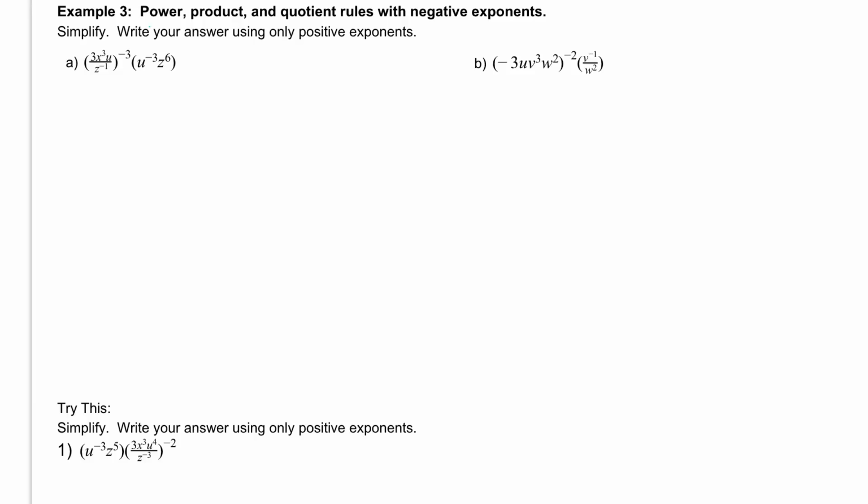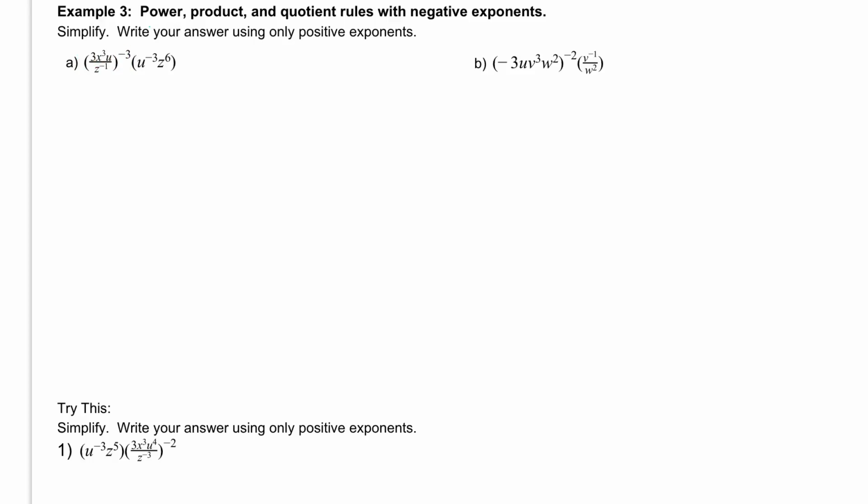In example 3, we're going to use the power, product, and quotient rules with negative exponents. So if we take a look at letter A, the very first thing we want to do is get rid of any parentheses that we have. And to do that, we're going to look for these exponents on the outside and get those distributed.